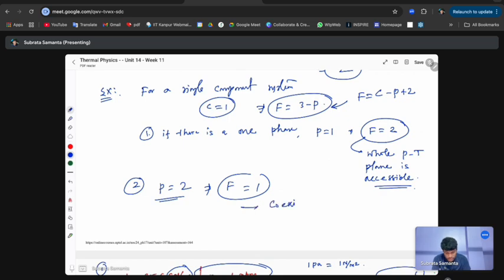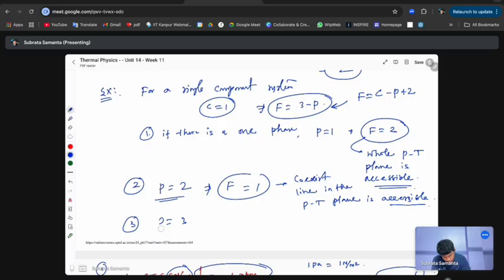So the coexistence line in the pT plane is accessible, right? Now if you consider p equals 3, if there are 3 phases, this implies that f equals 0, which is basically only one point where 3 phases coexist for a single component system.